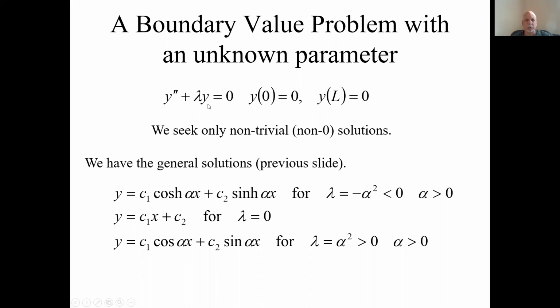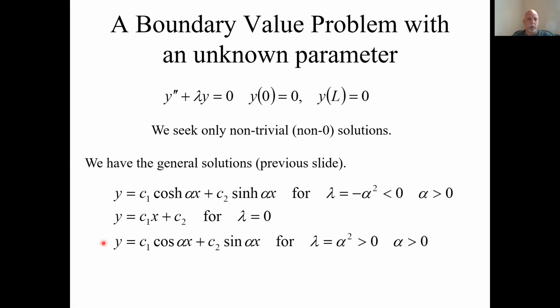So now we're solving this boundary value problem with this unknown parameter in it. y is a function of x, x goes from 0 to L, so it's a finite extent on the argument x. And again, we want to know what lambdas here give us non-trivial solutions. The trivial solution is the zero solution: if y equals 0, it satisfies everything here.